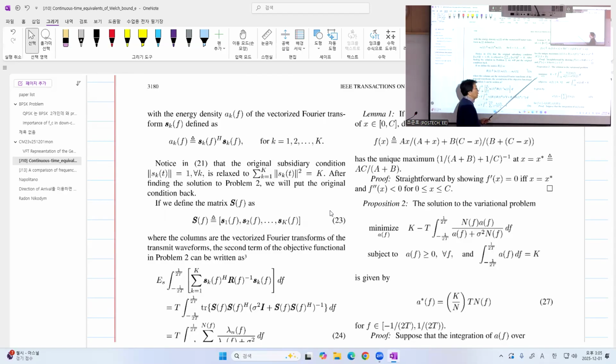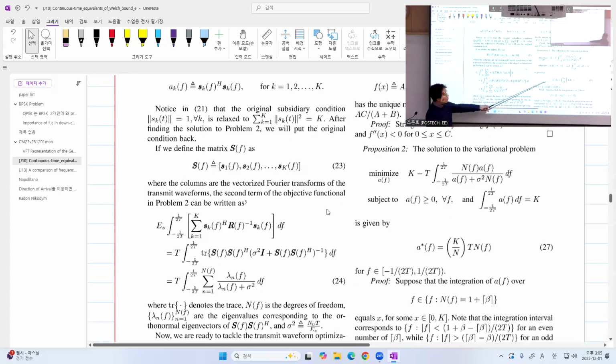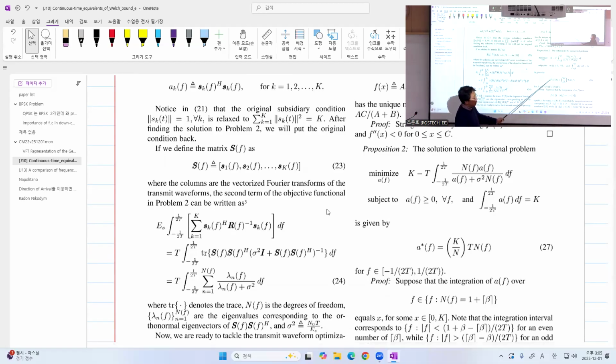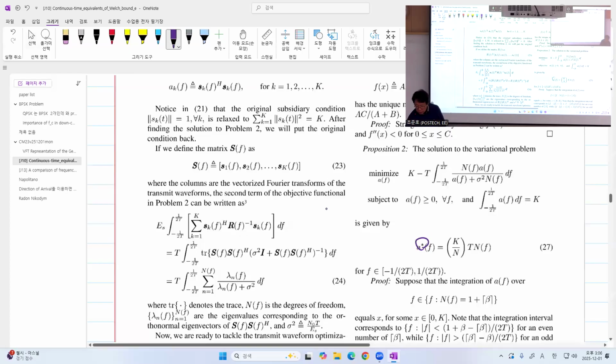Now we have only A_k. And eventually we have the optimal solution. So A(f), here this is not a complex conjugate, it's an optimal something. So this means optimal.